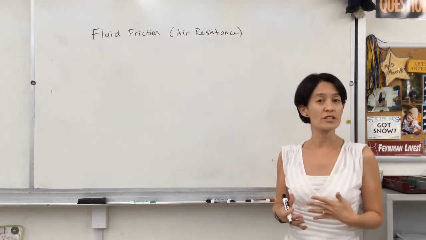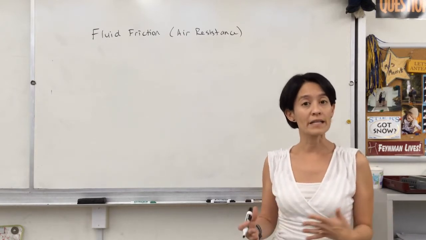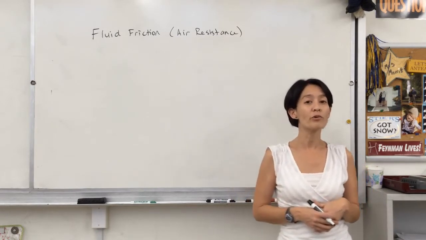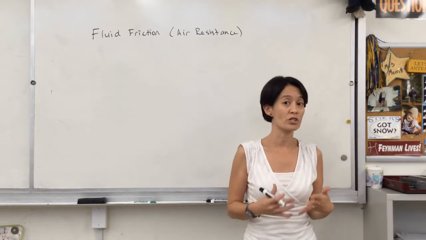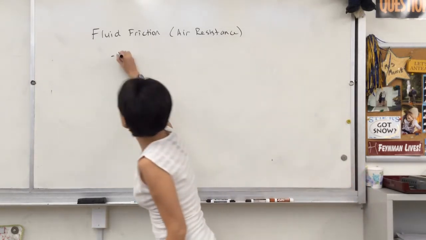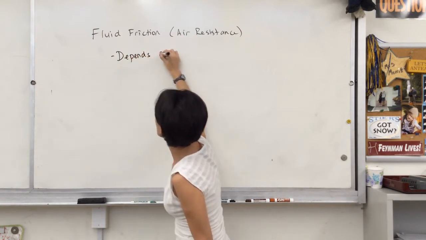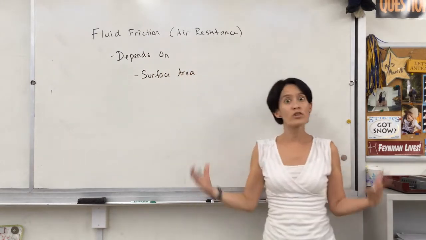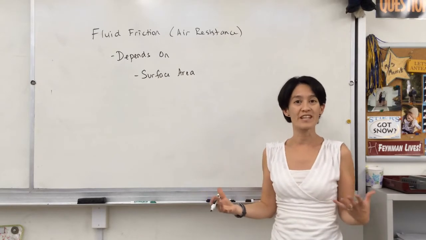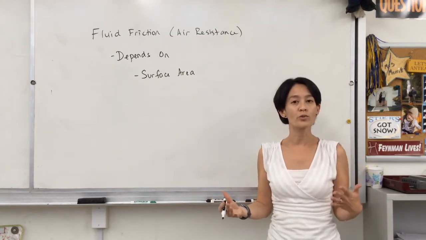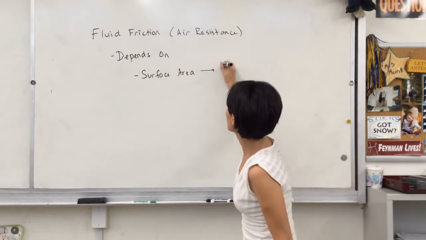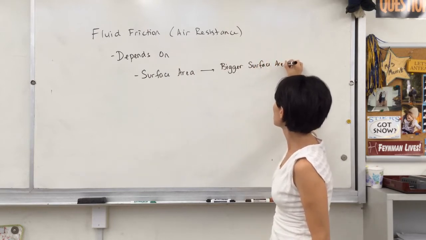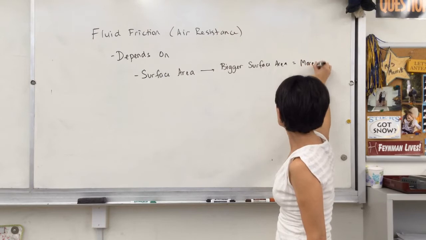There's an actual equation that describes the mechanism for fluid friction. We're not going to look at the equation, but I do want you to conceptually understand what fluid friction depends on. So we're going to look at the factors. One factor is the surface area. The bigger the surface area of an object, the more resistance there is, because physically there are more molecules in the way. So we'll say bigger surface area equals more friction.